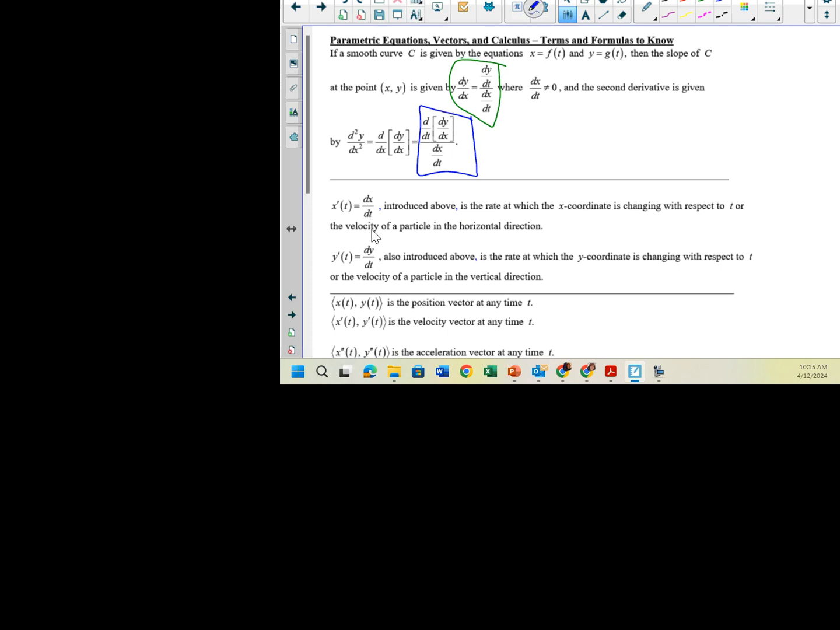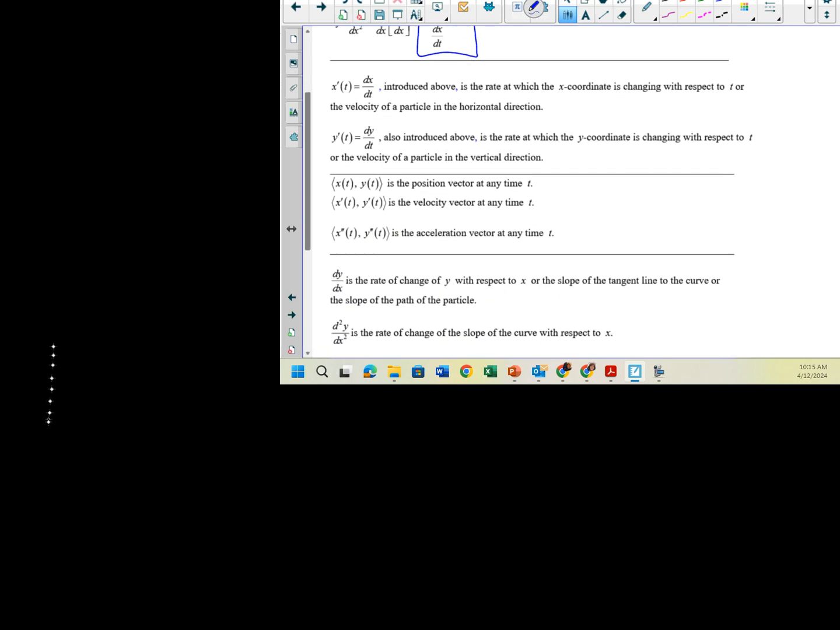Here's what we haven't talked about necessarily. X prime of t, or dx/dt, is the rate of change of x with respect to the horizontal direction, because x moves left to right. Versus dy/dt, the rate of change of y with respect to the vertical direction: the velocity in the vertical versus the velocity in the horizontal.